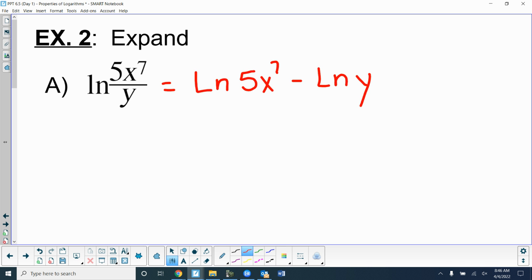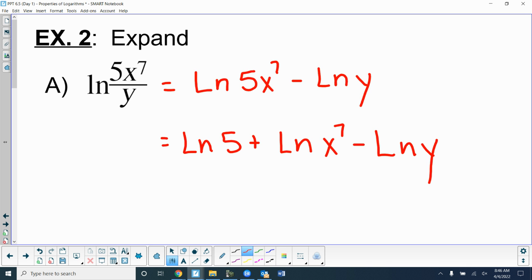So I just split it up into two. Okay? Now, what's 5x to the 7th mean? What's that 5 in front of the x to the 7th mean? Add, subtract, multiply, divide. Means to multiply. So I can split that up into two problems. Natural log of 5 plus natural log of x to the 7th minus natural log of y. So this multiplication problem here, remember that's multiplication, I split up into 2 and made it an addition problem.